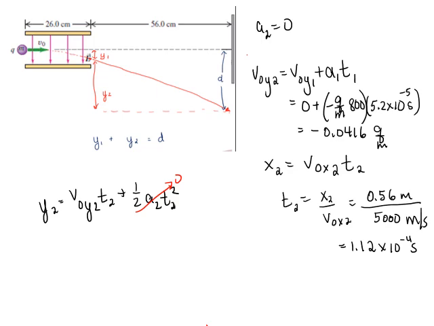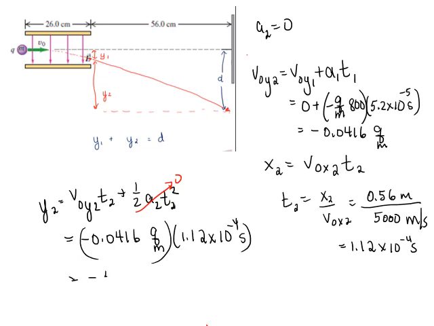Okay, let's put these two together. y2 is equal to minus 0.0416 times q over m times t2, which is 1.12 times 10 to the minus 4 seconds. Multiply those to get minus 4.6592 times 10 to the minus 6 q over m. Okay, we've got our y1, we've got our y2, we know our d. Let's find our q over m.